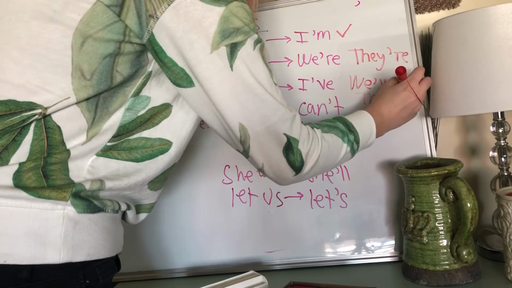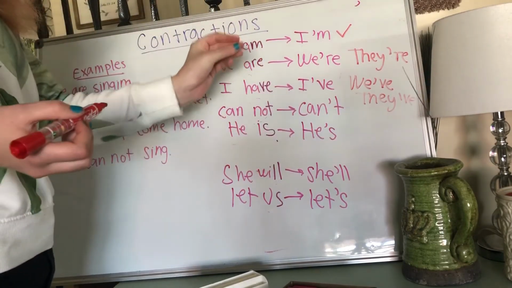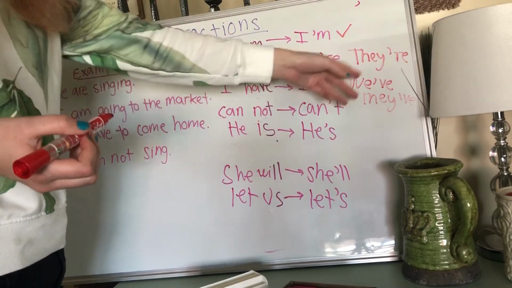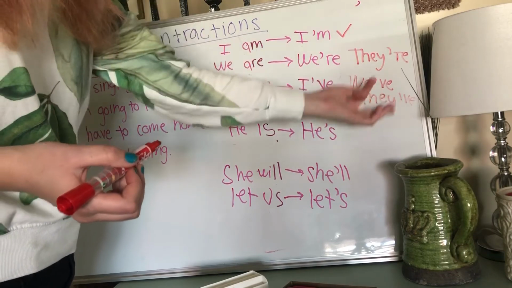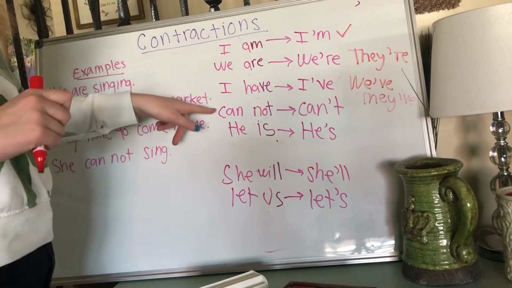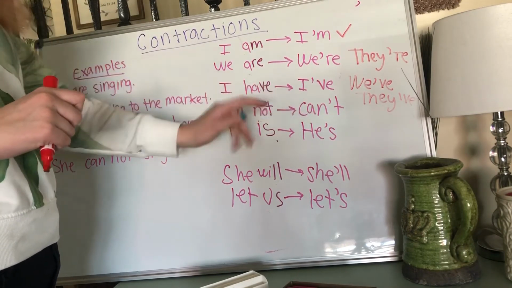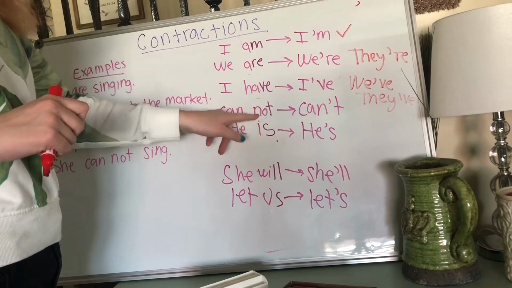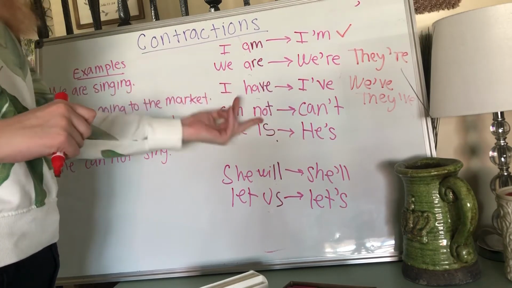So this is just a way you can take two words and put them as one. I have becomes I've. We have becomes we've. They have becomes they've. Here we have cannot, and our apostrophe is replacing the N and the O in not.